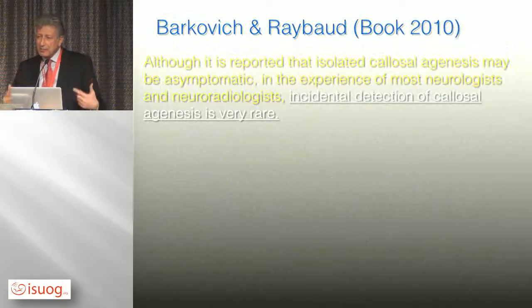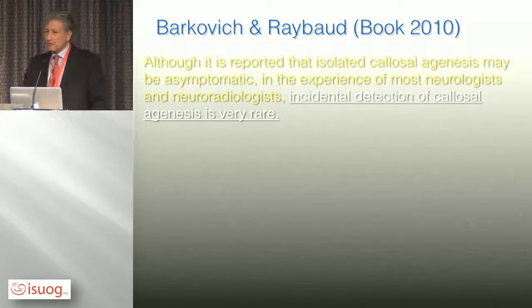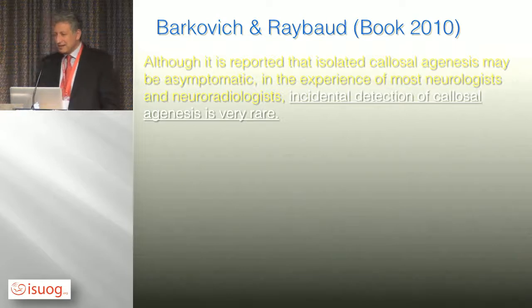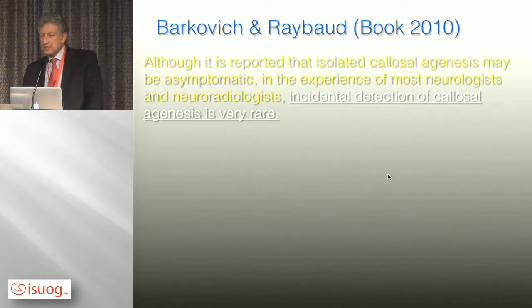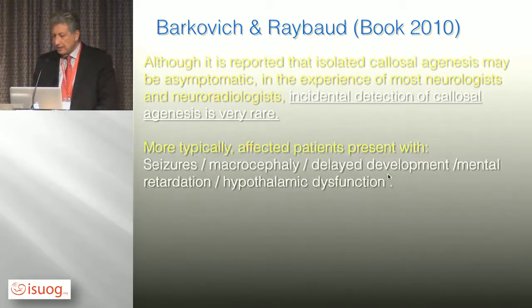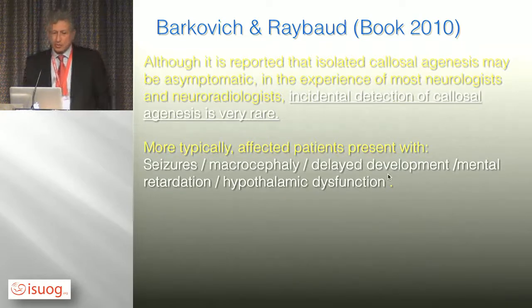Now, another approach, I like it very much, I copied word by word, was in the book of Barkovich and Ribot, the one you heard before this morning, who went to southern France and wrote this article. They have the best book on pediatric neuroimaging, and they say that although it is reported that isolated callosum agenesis may be asymptomatic, in the experience of most neurologists and neuroradiologists, an accidental finding is really very rare. In general, and this is what you should know because these are the symptoms parents should be confronted with.